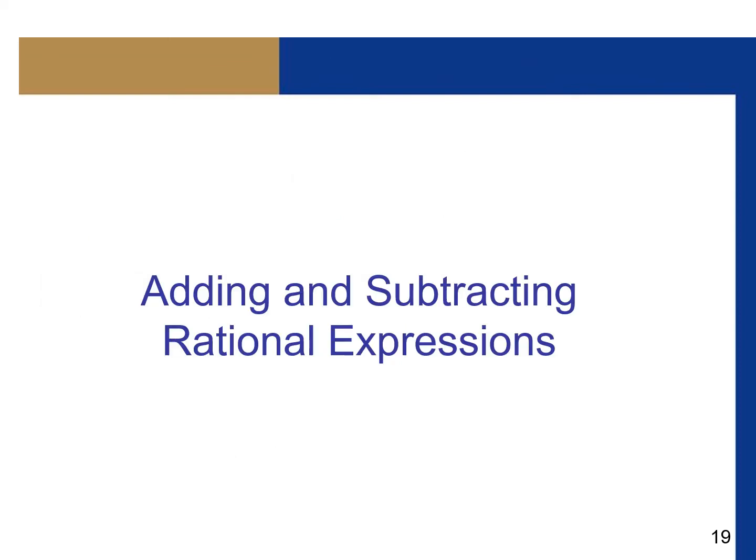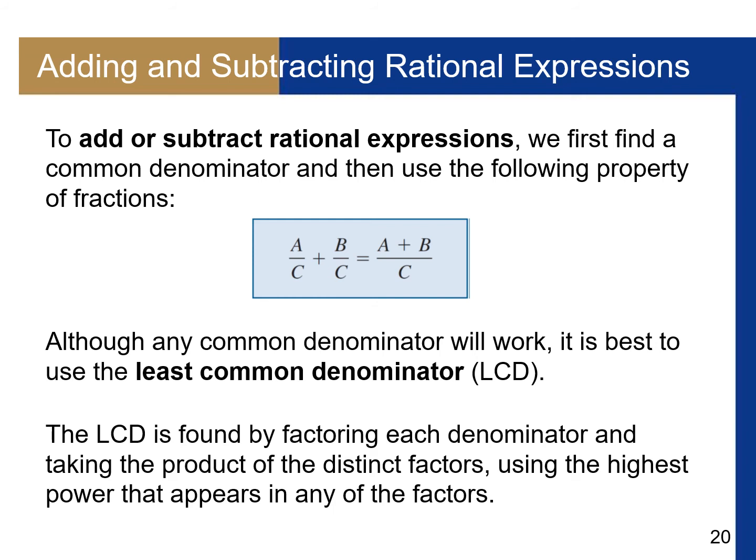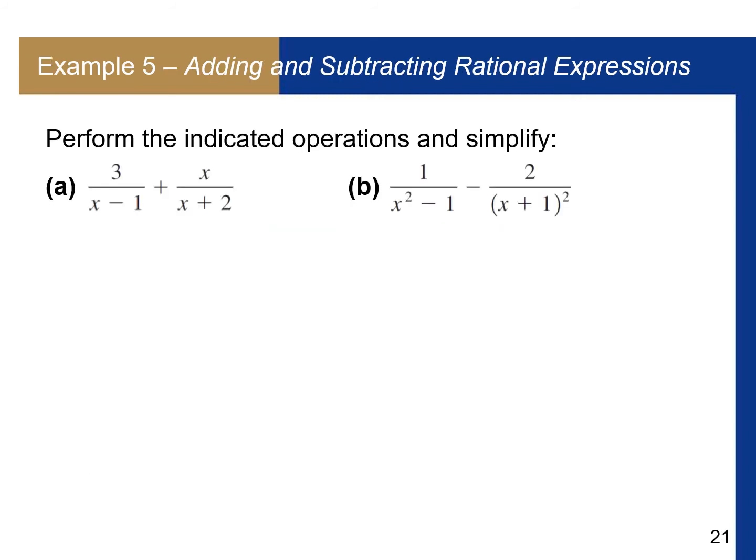Adding and subtracting rational expressions. Here you have to be careful to find your LCD. All right, here we have 3 over x minus 1, and we have x over x plus 2. Neither one of these are the same, so that tells me that my LCD in this problem is going to be each one of those. So it's going to be x minus 1 times x plus 2.